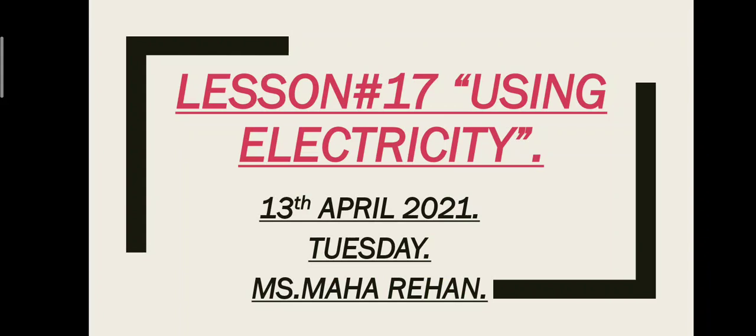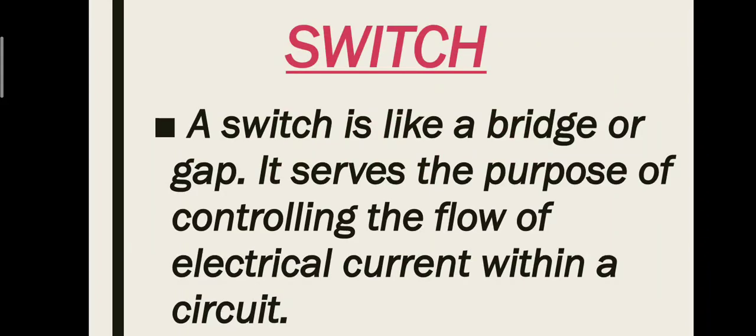Now in this video I am going to continue the lesson number 17, Using Electricity. Open your science book, page number 135. The first topic is switch. What is a switch, or what is the definition of a switch? A switch is like a bridge or a gap. The switch serves the purpose of controlling the flow of electrical current within a circuit, whether the current will flow or whether the current will not flow. It depends upon the opening and closing of the switch.